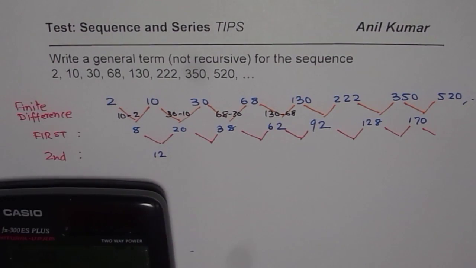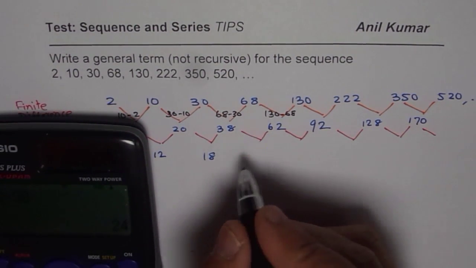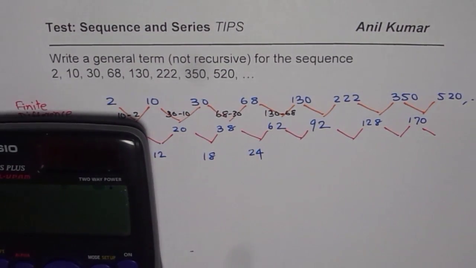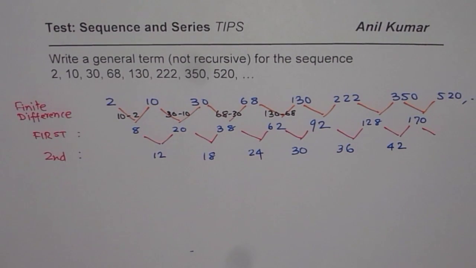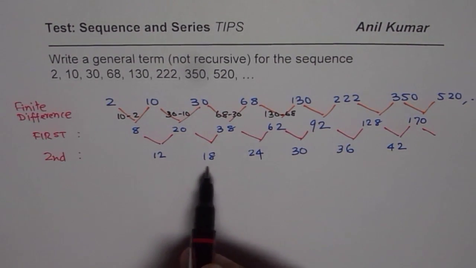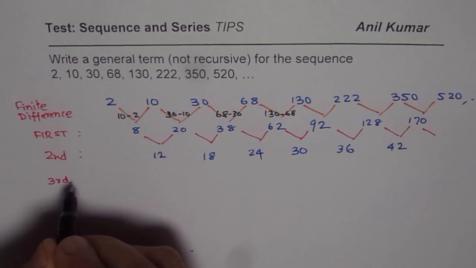38 minus 20 equals 18, and then 62 minus 38 equals 24. 92 take away 62 equals 30. 128 take away 92 equals 36. You do see a pattern, right? 170 take away 128 equals 42. So we do not get a constant term, but we do see a pattern. The second difference is increasing by 6. So we can now find the third difference.